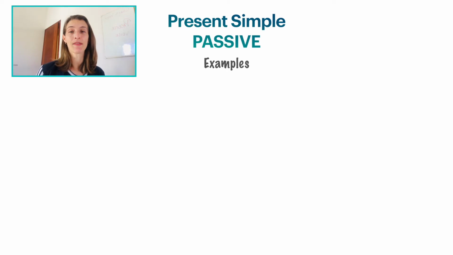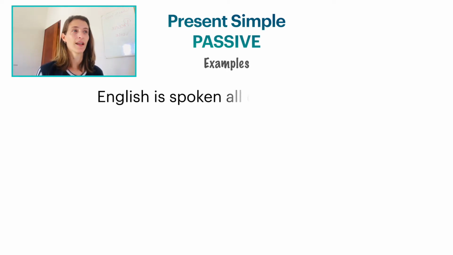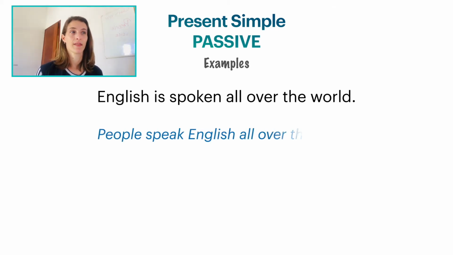So let's start with some examples. English is spoken all over the world. People speak English all over the world. So we have two sentences here which are very similar. Yes, very similar in meaning, identical in meaning, but their structure is different. Son idénticas en significado, pero la estructura que tienen es diferente. Vamos a ver el otro par de oraciones.